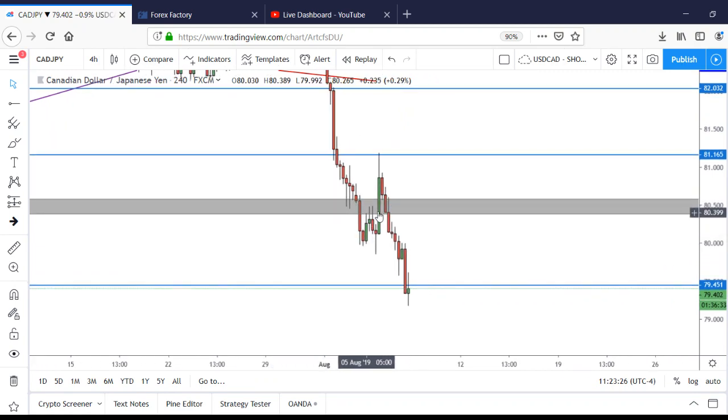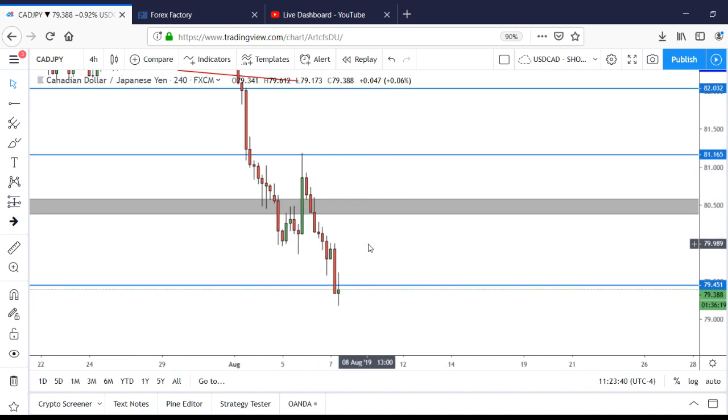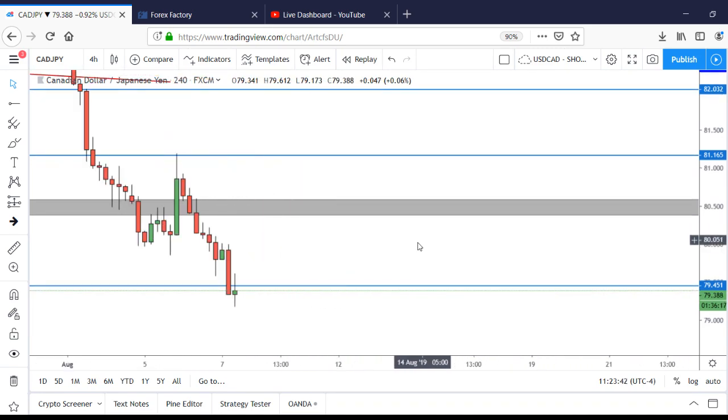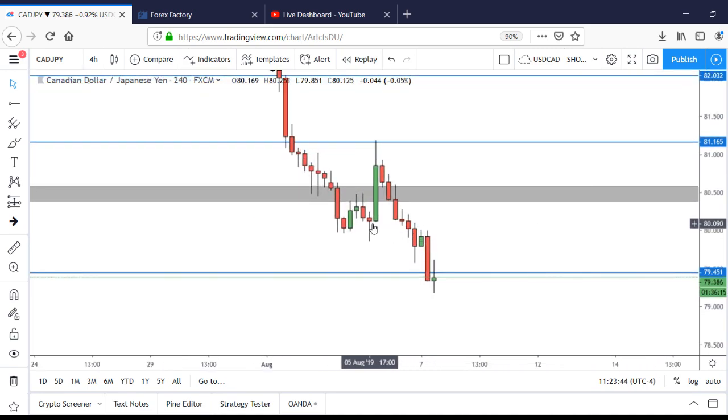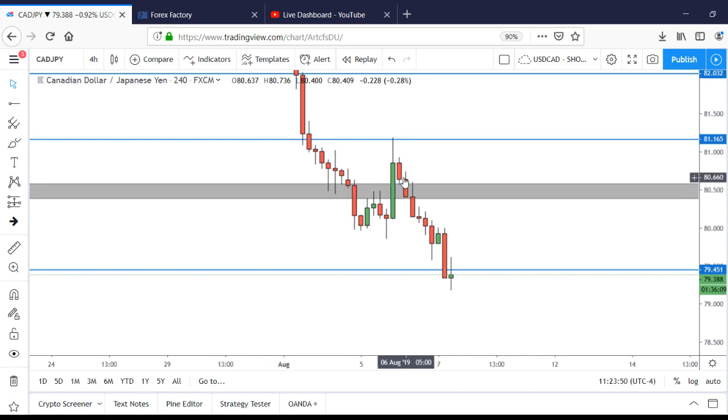So this is our support region right here, right? And we did get that push down, and this is why you always wait for a break, retest, rejection. So we had the push down. We did have a retrace. We had a decent rejection, but we printed a hammer. If you zoom in, when I say rejection, I usually want bearish candles with very little wicks at the bottom. Candle like this one, or this one, or this one. So we printed a hammer.